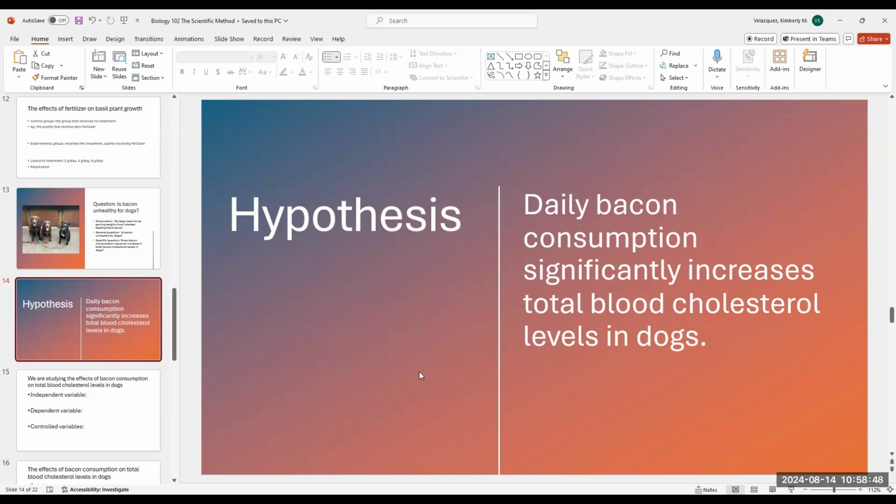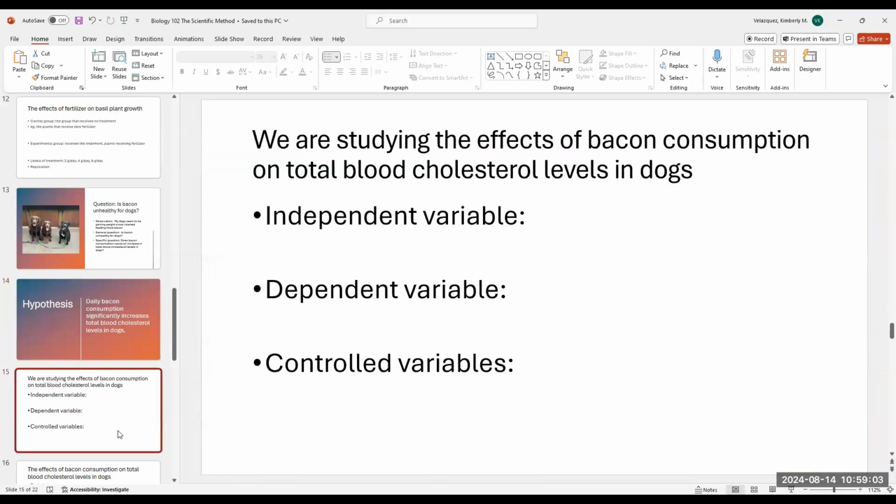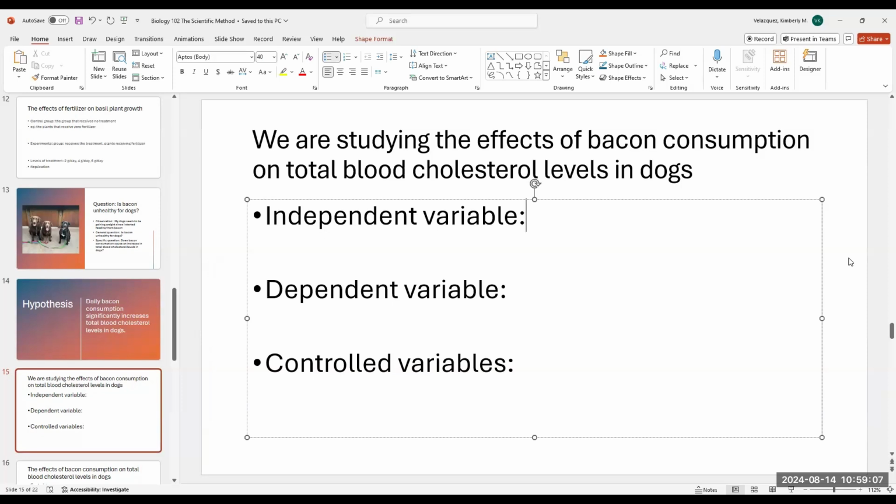So now let's start identifying all of these things that we talked about before, the independent and dependent variables, the controlled variables. What is my control group versus my experimental group? And are we going to have different levels of treatment? Okay, here we go. Independent variable. So we're studying the effects of bacon consumption on total blood cholesterol levels in dogs. So what is the factor that we're manipulating or changing in this experiment?